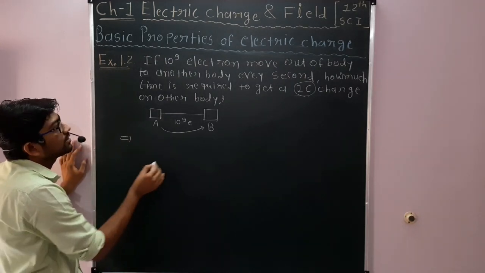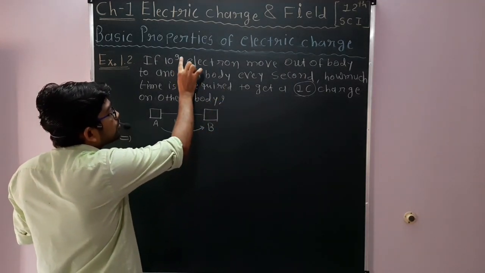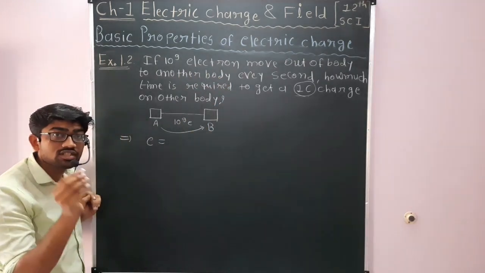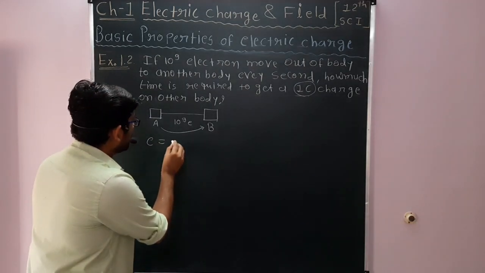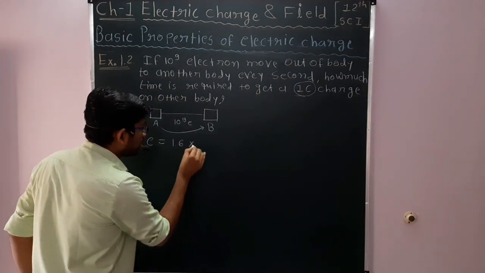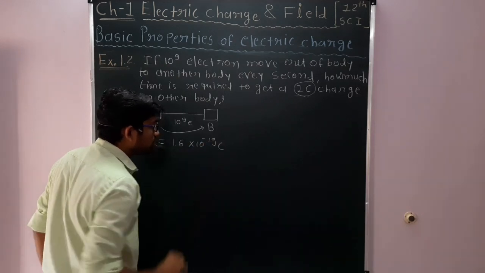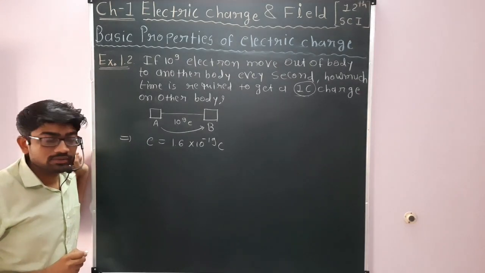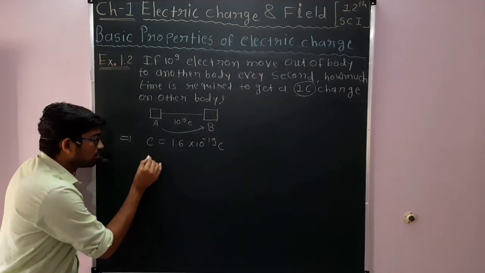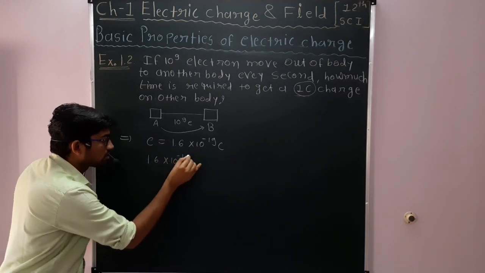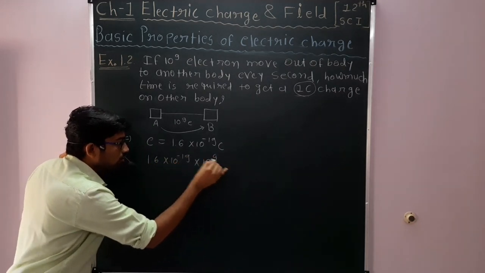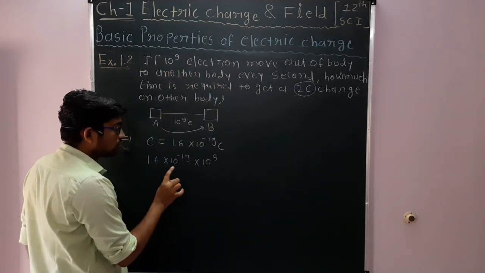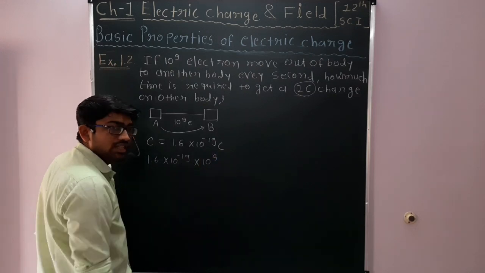As given in the question, in every second 10 raised to 9 electrons are transferred, and we know each electron has a charge of 1.6 times 10 to the power minus 19 coulomb. So in 1 second, how much charge is transferred? 1.6 times 10 raised to minus 19, into 10 raised to 9.